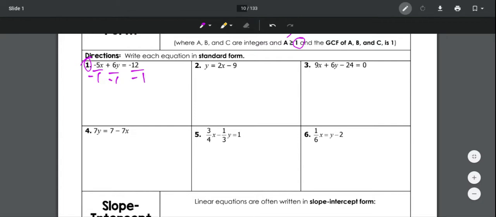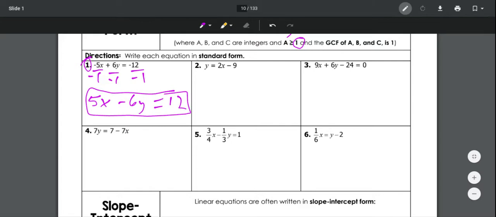But since we did it to this, we also have to do it to each term here. If this 6y were not here, or we're on the other side, we would have to do it to both sides as well. So since there are multiple terms, we have to do it to each term. So this will give me 5x minus 6y equal to 12. And that is in standard form.